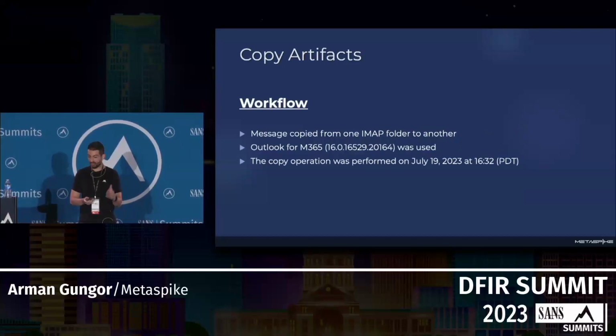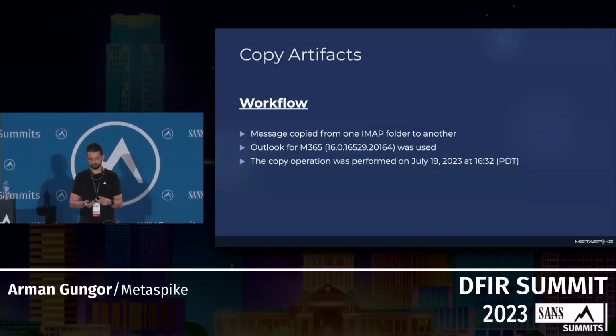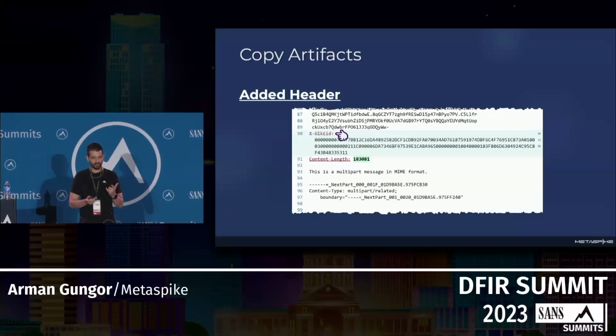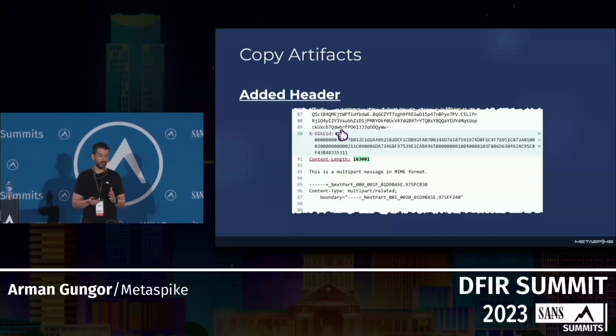So in this case, we're copying the message. We switch versions now, and we're using Outlook for Microsoft 365, the most recent version of Outlook that was available when I did this exercise. And the copy operation is performed on the same day, a few minutes later, at 4:32 p.m. Pacific time. Now, one thing we notice is that because of this copy operation, a new header has been added to the email, an Outlook-related header.